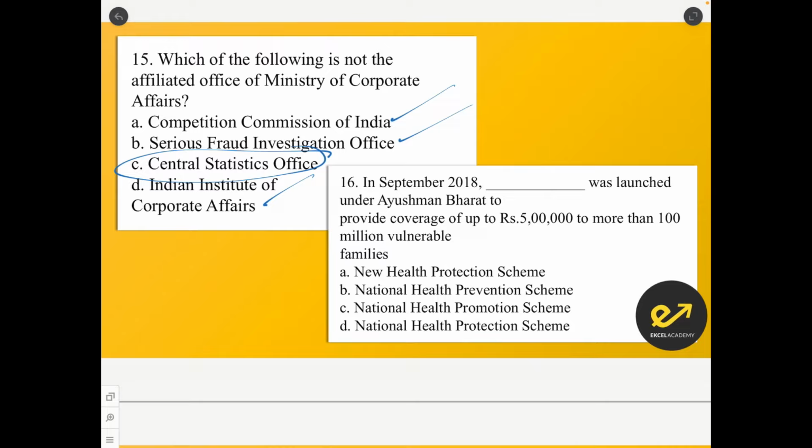In September 2018, Dash was launched under Ayushman Bharat to provide coverage up to 5 lakhs to more than 100 million vulnerable families. New Health Protection Scheme, National Health Prevention Scheme, National Health Promotion Scheme. So the answer for this should be National Health Promotion Scheme.